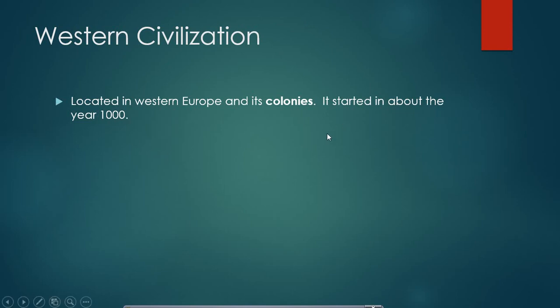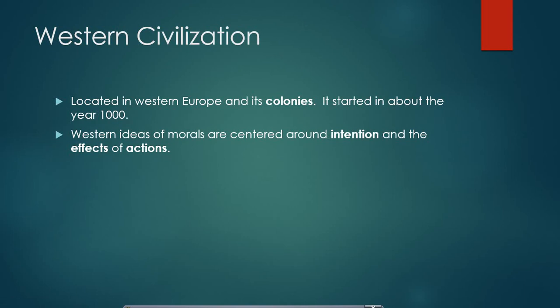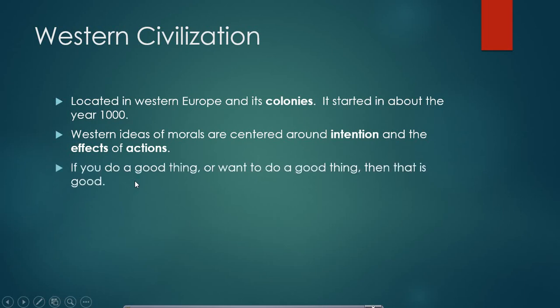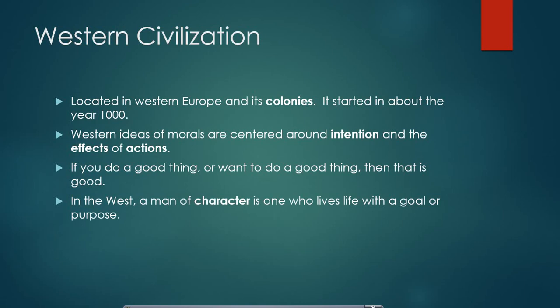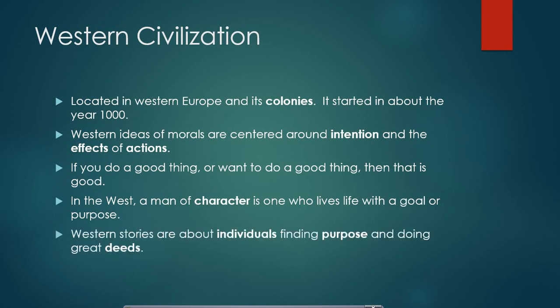And I have to explain colonies in other words to my students, but I'm doing this for native speakers, so I'll just skip it. Western ideas of morals are centered around intention and the effects of actions. If you try to do a good thing, then that means you're good. And in the West, a man of character is someone who lives his life with a goal or purpose. And Western stories are about individuals finding purpose and doing great deeds.